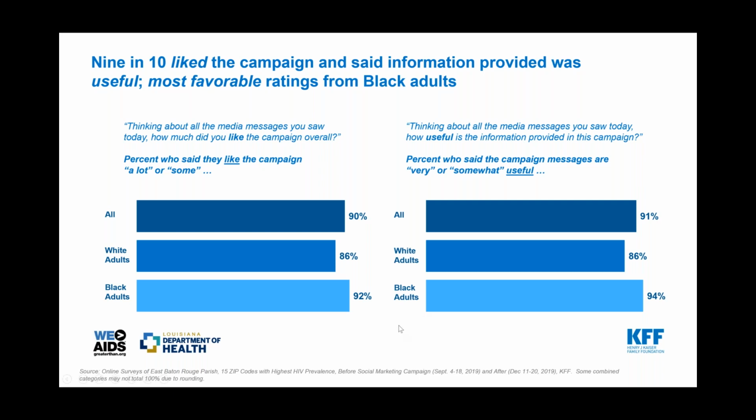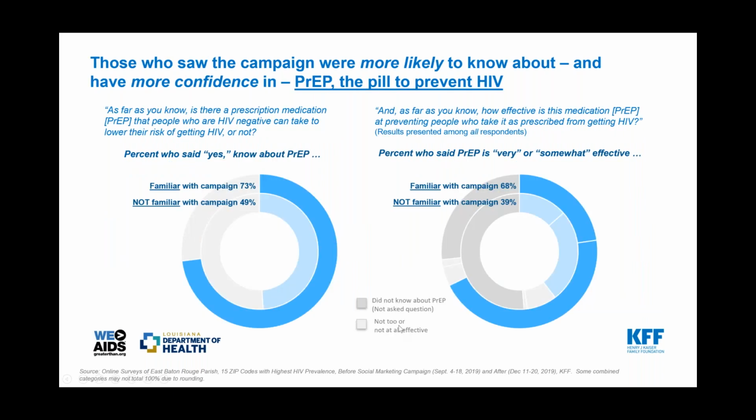Next slide, please. On the left, you can see that those who were familiar with the campaign were more likely to answer yes to the question, "As far as you know, is there a prescription medication pill, PrEP, that people who are HIV negative can take to lower their risk of getting HIV?" And on the right, those familiar with the campaign were likely to have confidence that PrEP is effective. Again, all indicators that the campaign was achieving what we set out to do, which was really exciting to see.